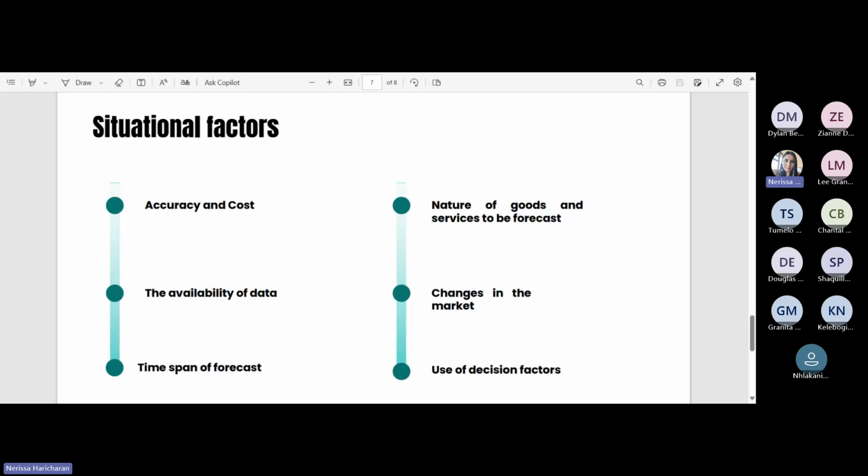Then the availability of data. Before you even choose what sort of forecasting method you want to use, you also need to understand what information is available to you.